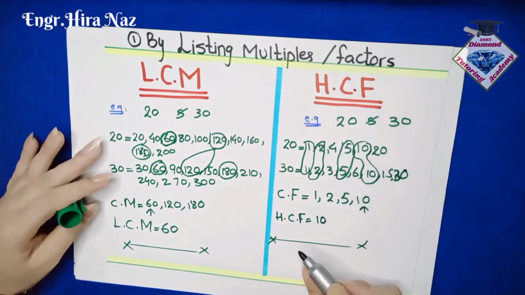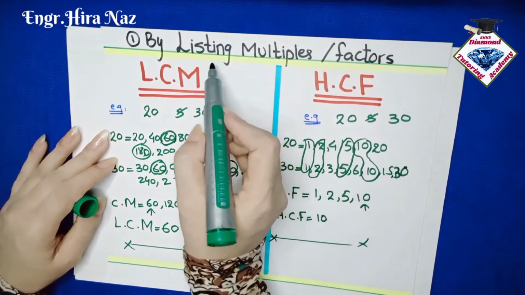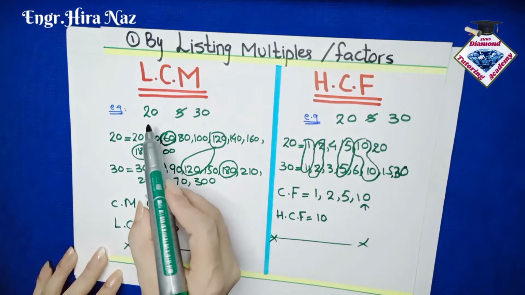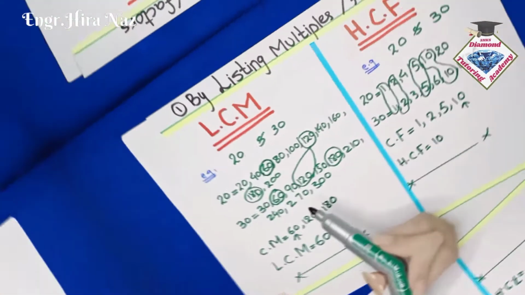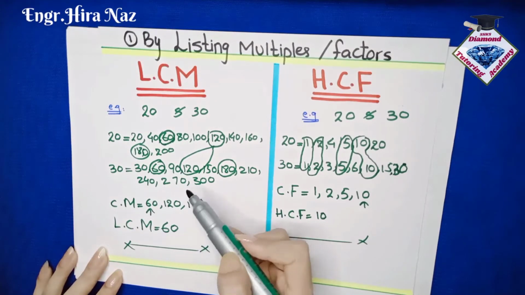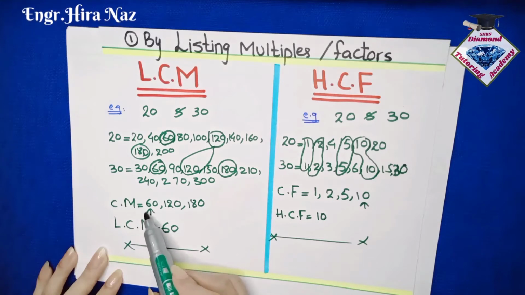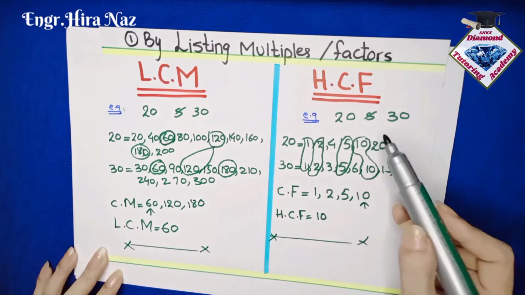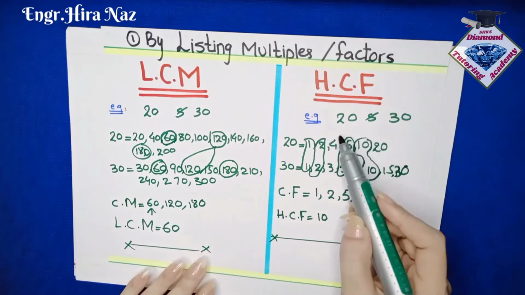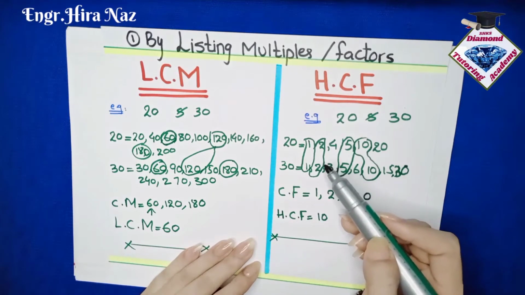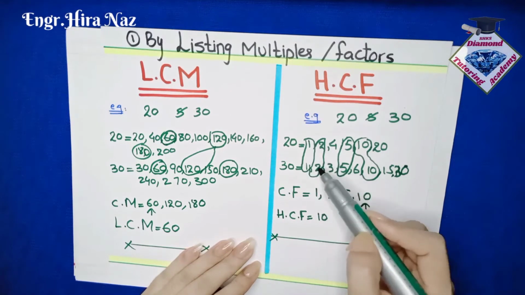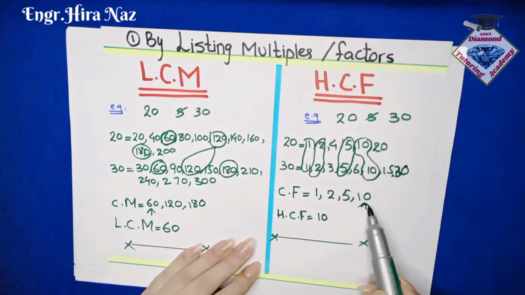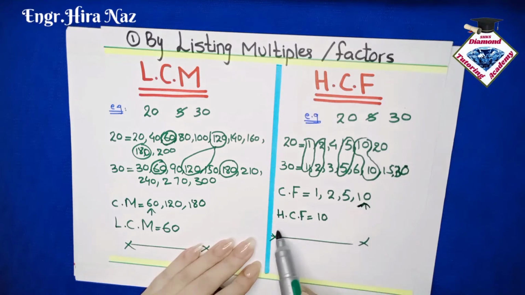Understand? Whenever you are asked to find LCM or HCF by the listing method, if you are going to find LCM, you have to write all the multiples of the given numbers. Then identify common multiples from them, and from the common ones identify the least one, and the number which is least or lowest is your LCM. But in case of HCF, you have to write all the factors of the given numbers. Then you identify common factors among all those factors, and from the common ones identify the greatest one, and the greatest number will be your HCF.